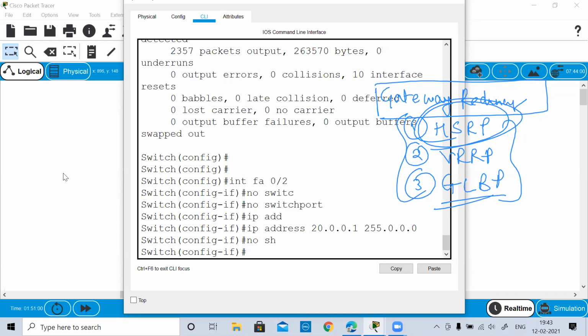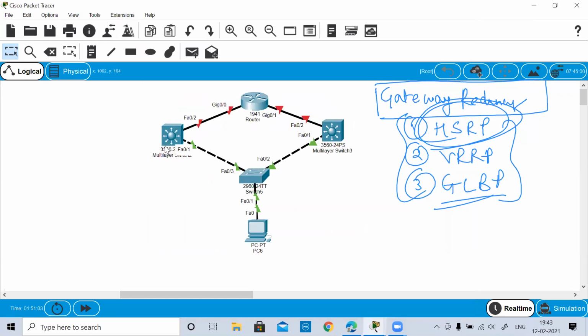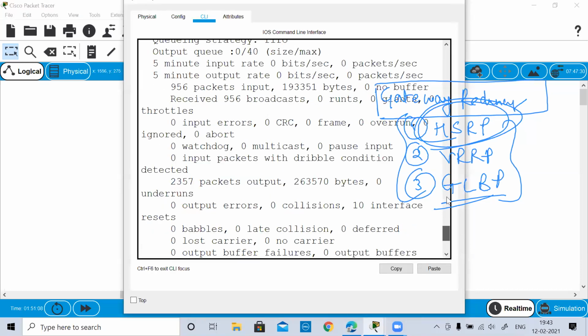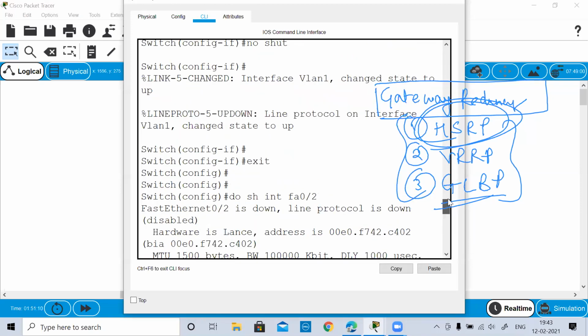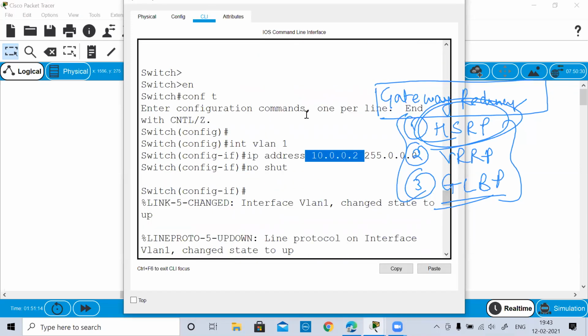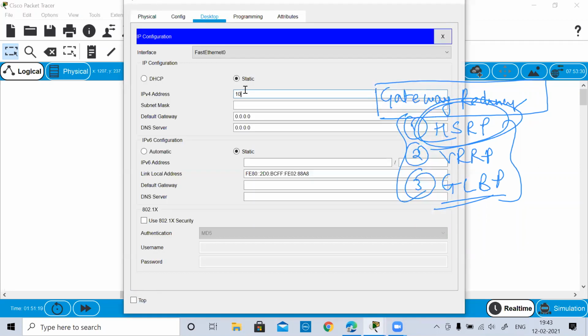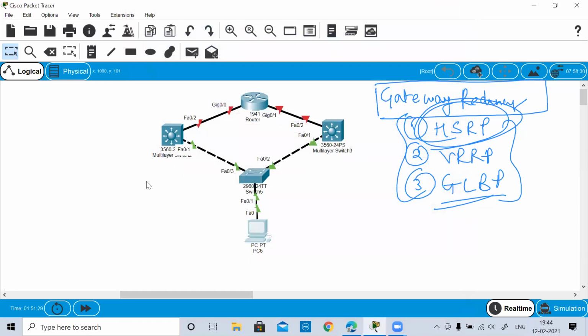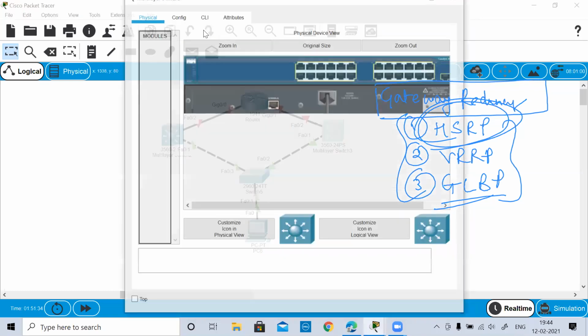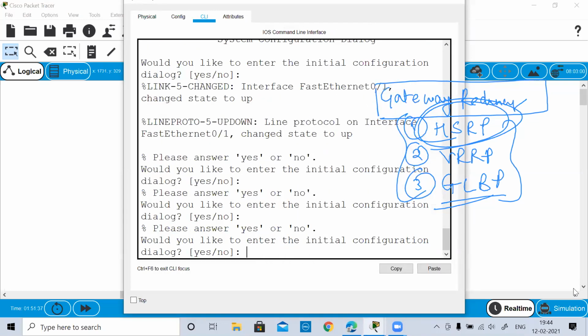So as of now, I've created VLAN 1 and given an IP. Sorry, 10.0.0.2 is the IP which I have given here. Let me go to this PC and first say 10.0.0.1, and the default gateway I will give as 10.0.0.2. That is going to be my default gateway for this particular PC. Now over this particular switch, the same thing we have to do: create the interface VLAN.